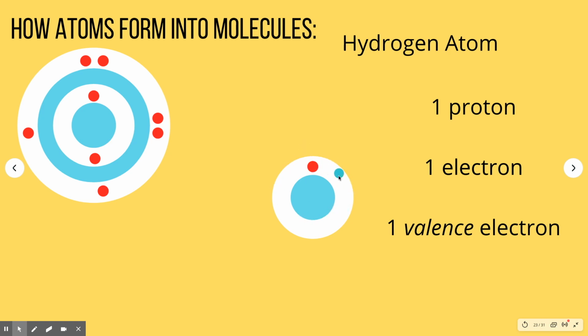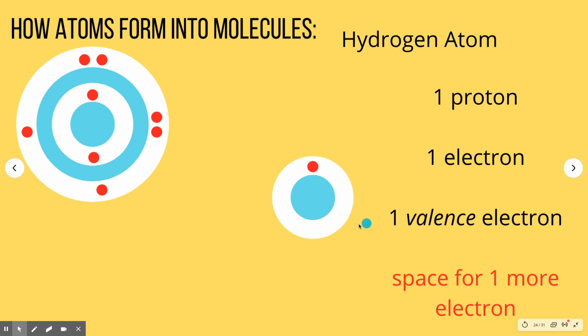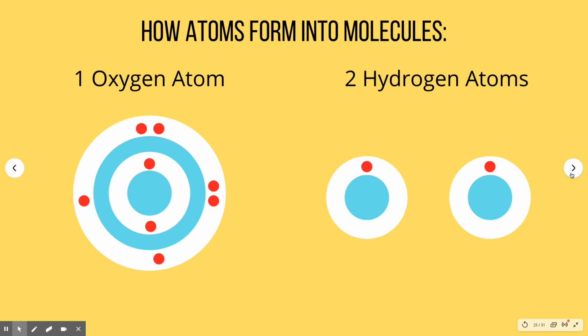And that inner shell doesn't max out at 1, it maxes out at 2. So there is actually one more space for one more electron. So hydrogen actually isn't stable. It has space for one more electron. So what do these atoms have to do with each other? We have our one oxygen atom, and I'm bringing in 2 hydrogen atoms. What am I doing here, you guys? Do you have any idea?